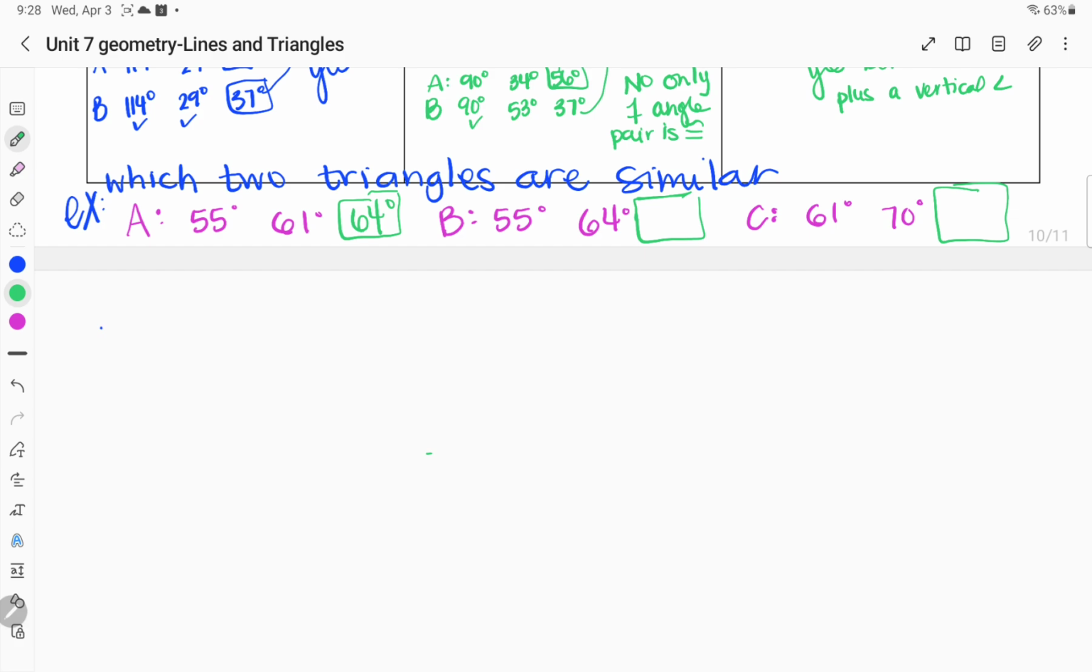The next one I have 180 minus 55 minus 64. My missing angle there is 61. I'm just doing them all so that you can see why I'm picking the ones I'm picking. My last one has 180 degrees, but I've used 61 degrees for one angle, 70 degrees for another angle, and this leaves me with 49 degrees. So when I look at this, I need which triangles have the exact same angle measures. So that gives me A and B. They both have 55 degrees, they both have a 61 degrees, and they both have the 64 degrees. That one would not be similar to them. All right, that's what you're going to be working on today.